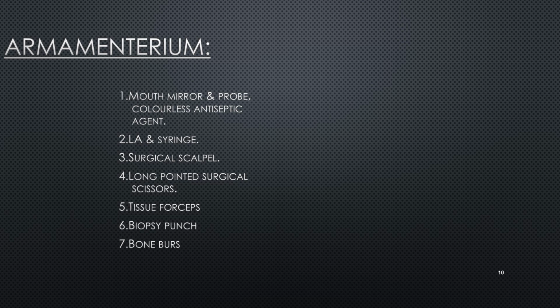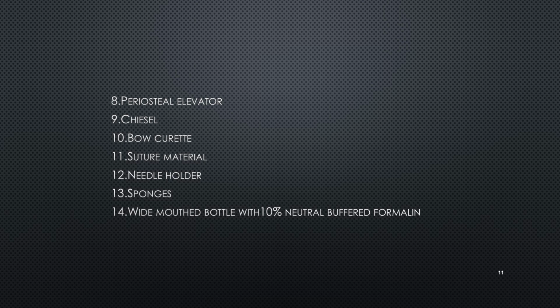Then the tissue forceps, so that after the excision we can take the tissue and put it into the formalin bottle. Then biopsy punches and the bone bur, the normal bone bur we use for impaction, the same bur. Periosteal elevator, for elevating the flap if you are going for a bone biopsy. And then the chisel and mallet, sometimes we do a bone biopsy with the chisel and mallet. And then a curette. Then suture material, needle holders, sponges, and wide mouth bottles which contain 10% formalin.